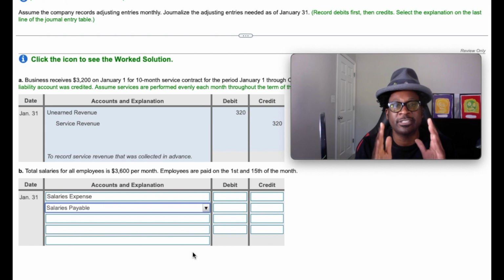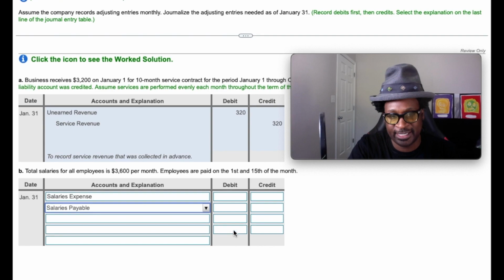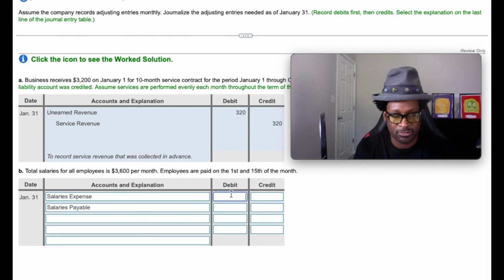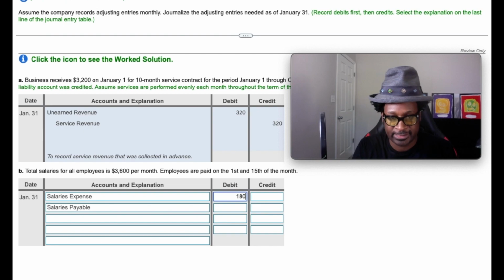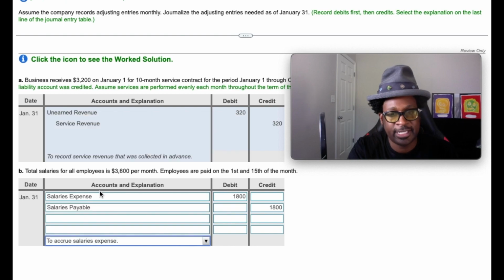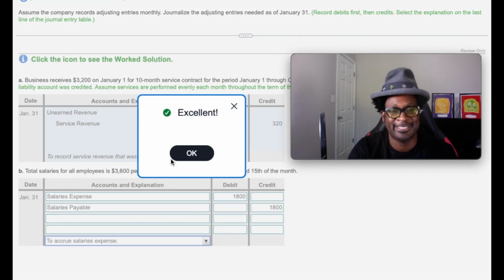So we have to account for half of the $3,600, gang. So if we simply divide that into 2, that will tell us how much it is, and we already know that's $1,800. And of course, this is to accrue salaries expense. Check the answer. Excellent job, gang.